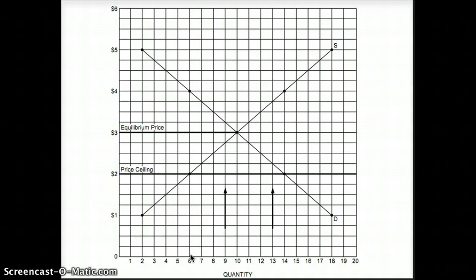You have 8 people who want to buy this product, and the person selling it is losing $1 on each of the, in this case, 6 units they're selling. So I'll give you another example.